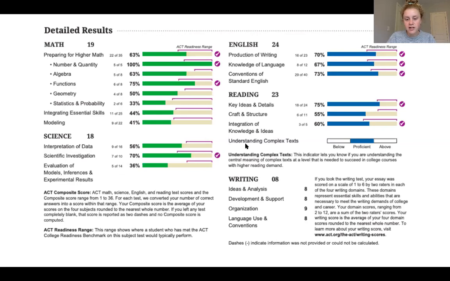And then at the end here, it says understanding complex texts. ACT is seeing how this student did in understanding complex texts, and if they are ready for that college readiness level. And they said that this student is proficient in that. So they got the green light and did well, which is great.